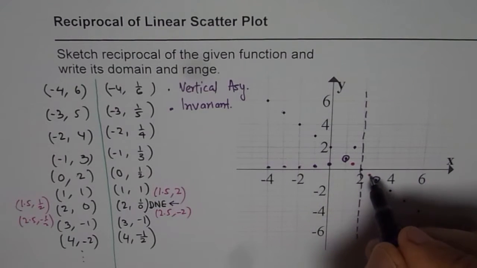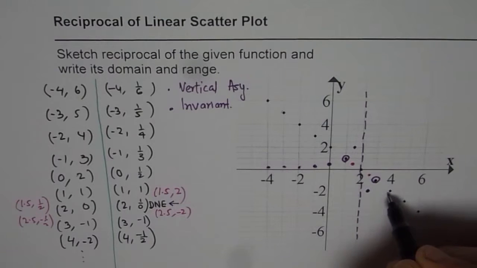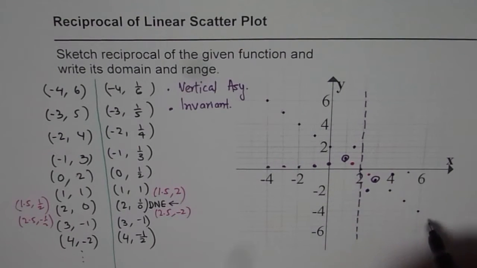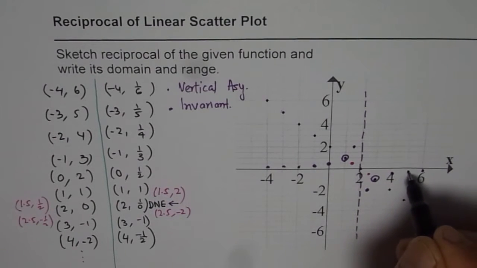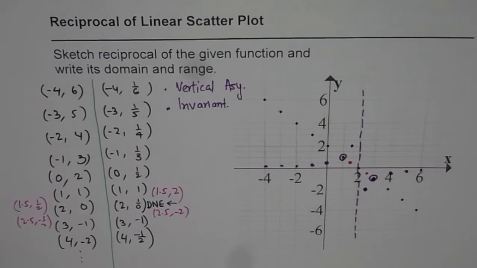Now, for minus half, the reciprocal of minus half is going to be minus 2. So we'll have a point here. Then we have an invariant point, and this is 2. The reciprocal of 2 is half. 3, 1/3. And then minus 4, minus 1/4. So those are the points on the reciprocal function. Do you understand? So these are the points. And the vertical asymptote. So that represents our data for the reciprocal function.